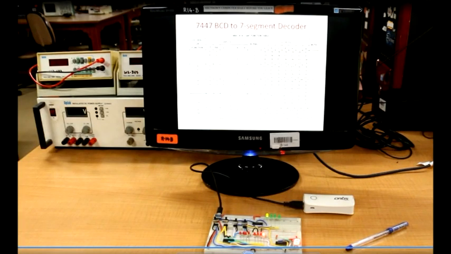I don't know whether you noticed something interesting. In this particular experiment, we did not use an external power supply. We actually used a power bank to power the entire circuit. So you can see that testing digital circuits is easy when you use a power bank which gives you 5 volts.